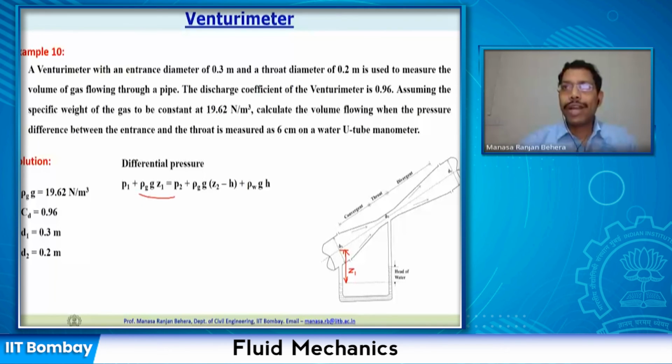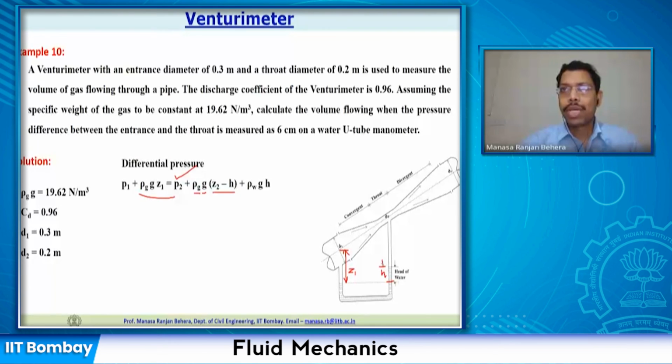Similarly, if I want to find out the pressure at this location, P2, then I can write down all the pressures acting over this. The pressure at this center line is P2. Then I can find out the pressure that is acting due to the gas standing over this location. That is nothing but rho g, the gas density, multiplied by g multiplied by Z2 minus h. So let us say this height is my h.